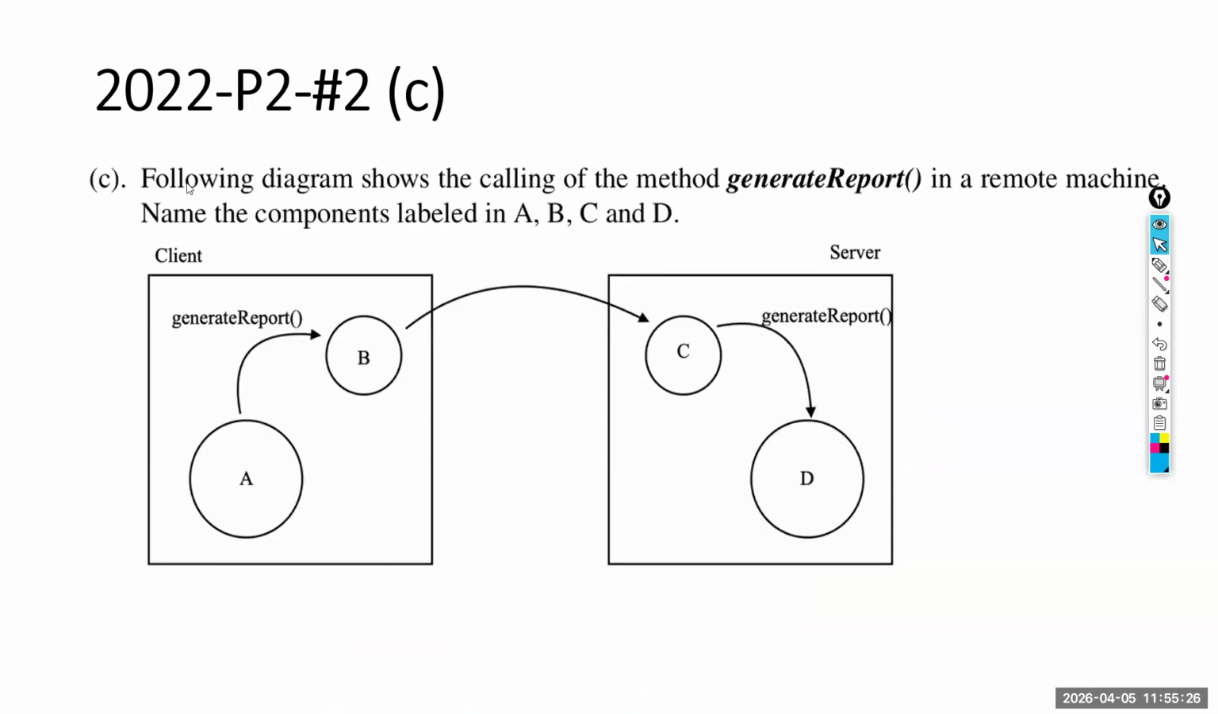So this is a separate exam paper, 2022, paper 2, question 2C. Following diagram shows the calling of the method generate report, same method name, okay? In a remote machine, name the component labeled A, B, C, and D. So these are not MCQs. So what is A, what is B, what is C, what is D?